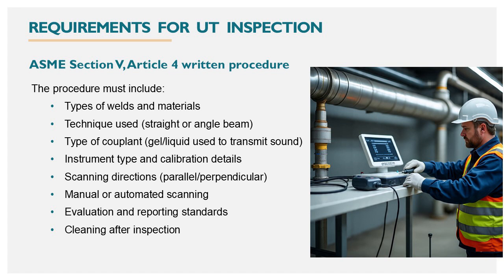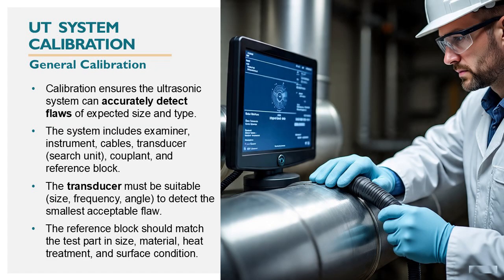Requirements for ultrasonic inspection. According to ASME Section 5, Article 4, ultrasonic inspections must follow a written procedure. This procedure must include types of welds and materials, technique used, straight or angle beam, type of couplant, gel or liquid used to transmit sound, instrument type and calibration details, scanning directions, parallel or perpendicular, manual or automated scanning, evaluation and reporting standards, and cleaning after inspection.